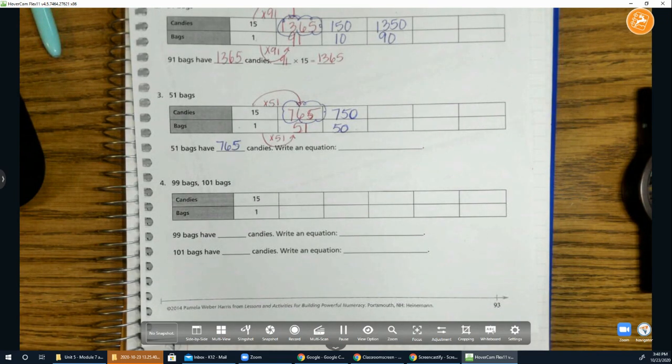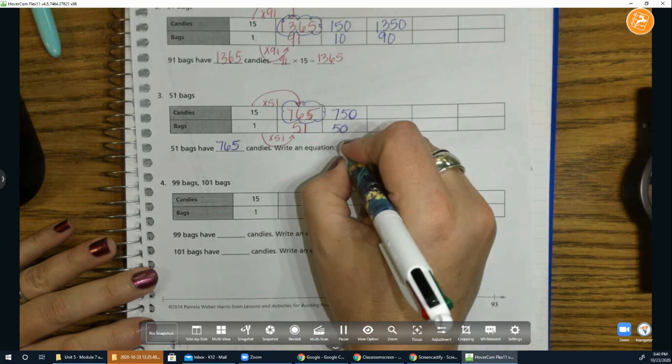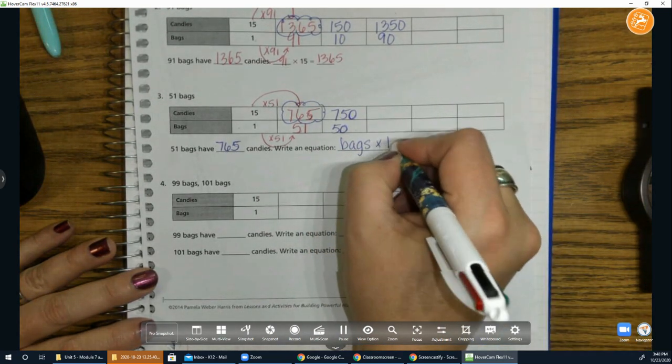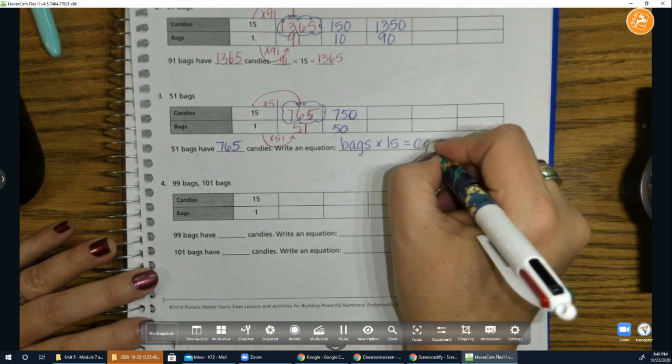So if I need to write that as an equation, I can say my bags times 15 equals my candies.